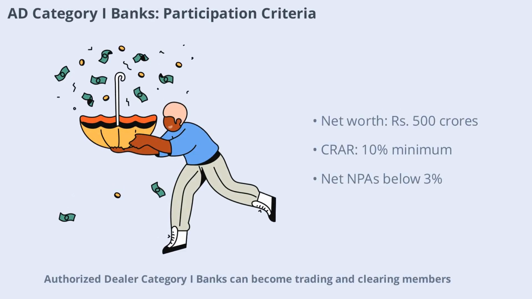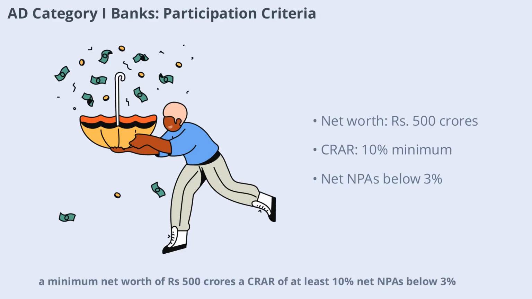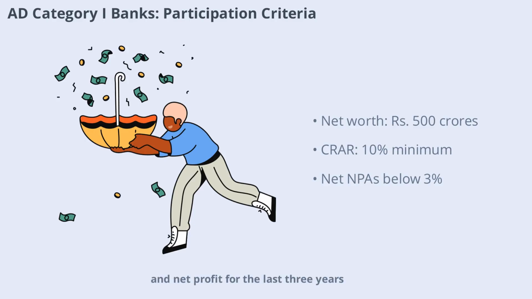Authorized dealer category I banks can become trading and clearing members in the currency derivatives market if they meet certain prudential requirements: a minimum net worth of Rs. 500 crores, a CRAR of at least 10%, net NPAs below 3%, and net profit for the last 3 years. Banks not meeting these criteria can only participate as clients, subject to RBI approval.